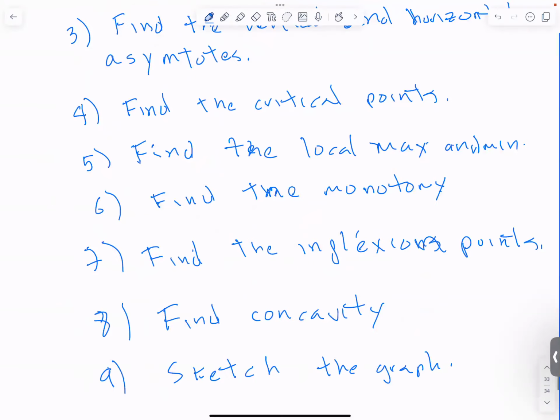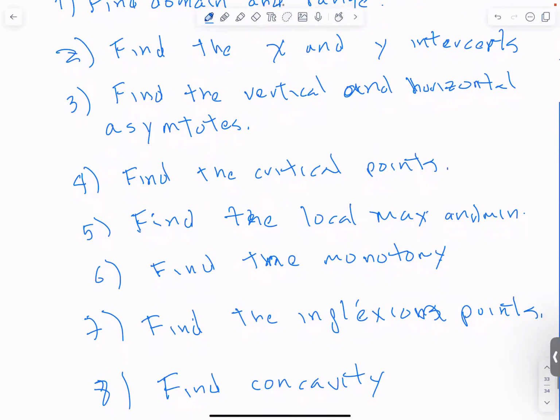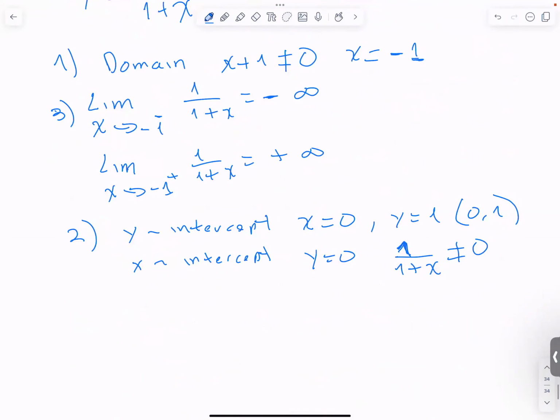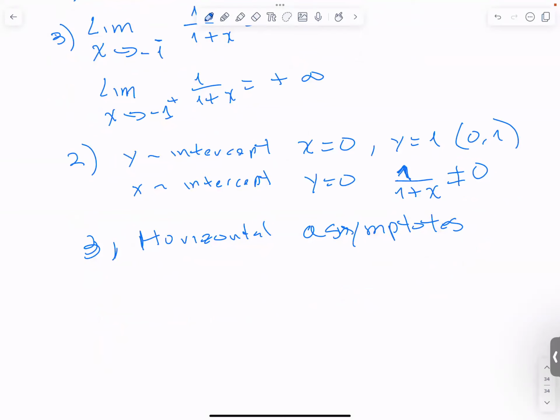Now, let's go to the next step. I already found the vertical asymptote. Let me go to step 3, part B, and find the horizontal asymptote. Let's test the limit again. The limit now is when x approaches positive infinity or negative infinity.